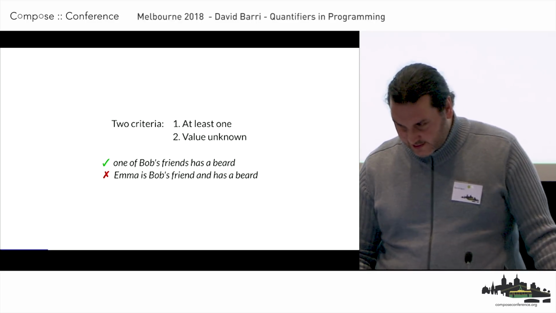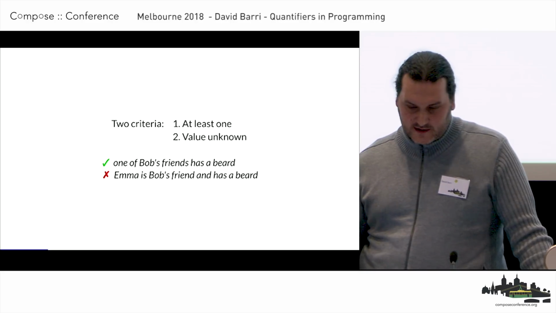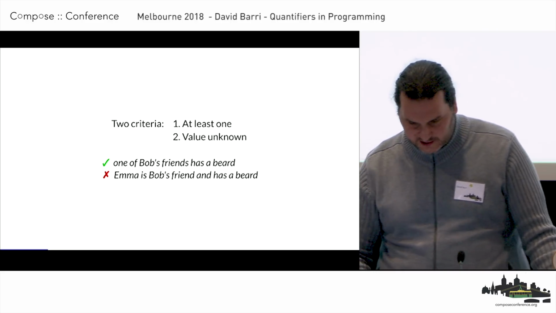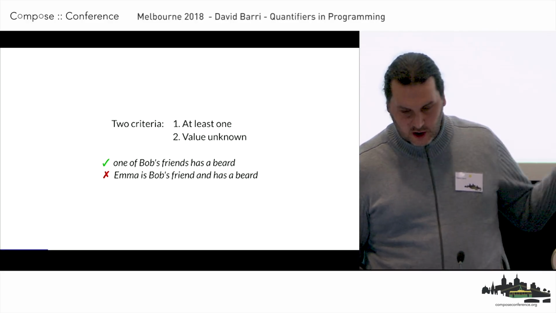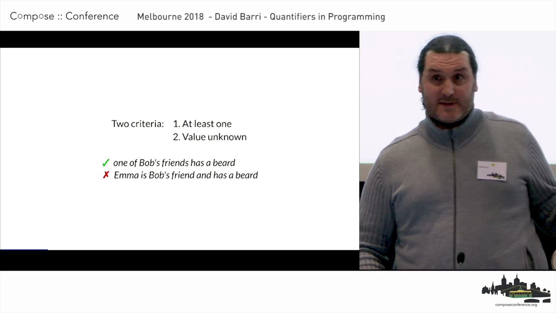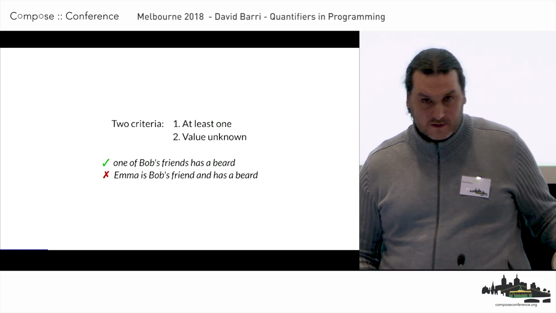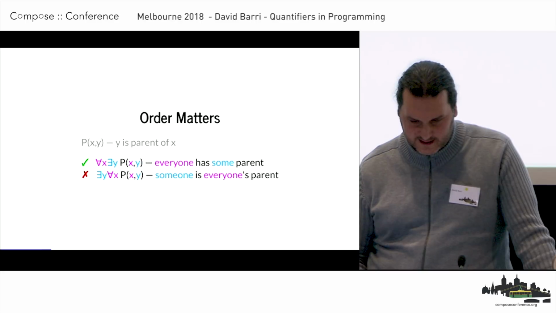When it comes to existential quantification, there are two criteria. There has to be at least one element, and that value has to be unknown. And that value being unknown is quite important. One of Bob's friends has a beard is existentially quantified because we're not specifying who. Whereas if we just say Emma is Bob's friend and has a beard, there's no quantification there. We're just talking about Emma and beards.